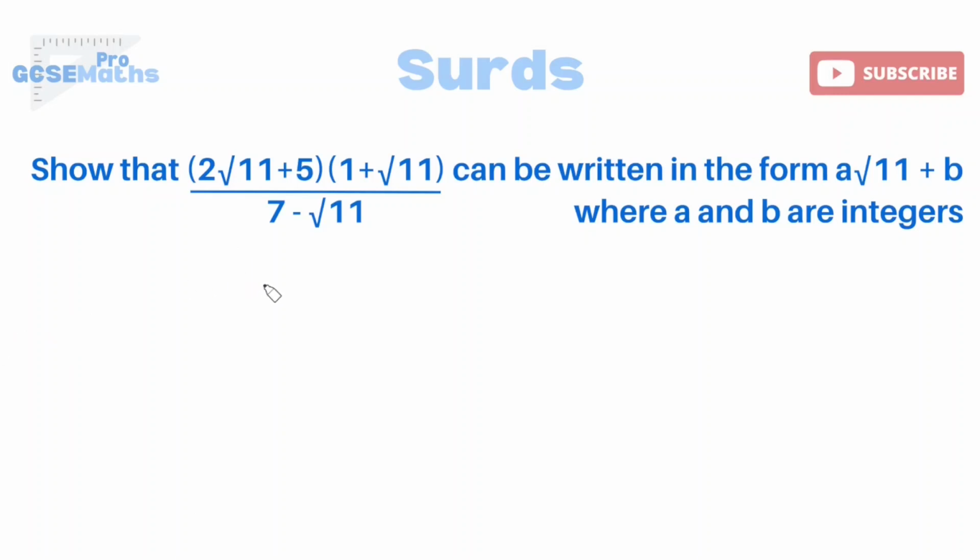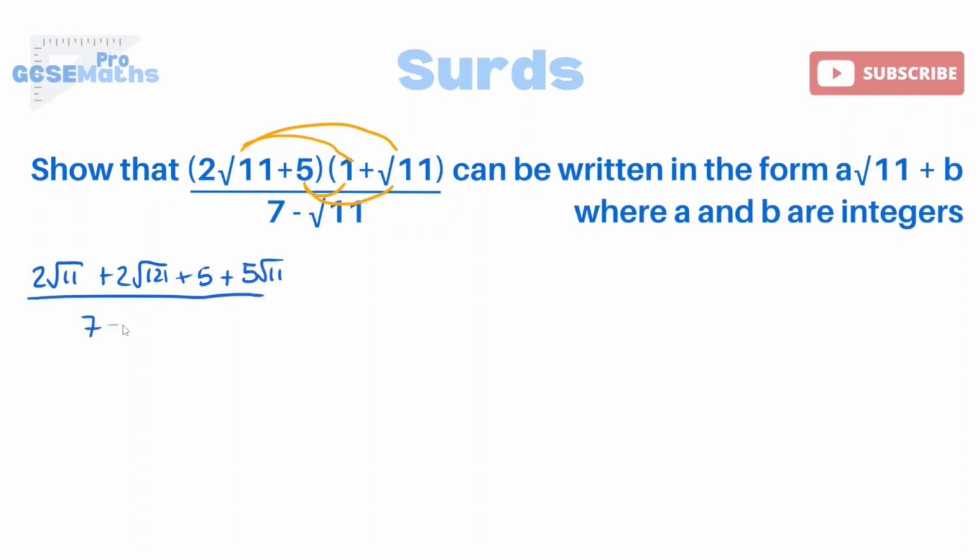To start with this one, before I rationalize it, I'm actually going to expand the numerator. So we have 2 root 11 times 1, pretty straightforward. That's obviously then just 2 root 11. 2 root 11 times root 11 is going to be 2 root 121. 5 times 1, well that's just plus 5. And 5 times root 11 is 5 root 11. Okay, over 7 minus root 11.